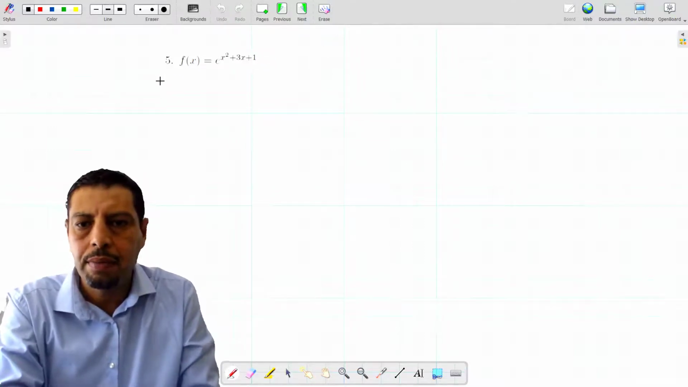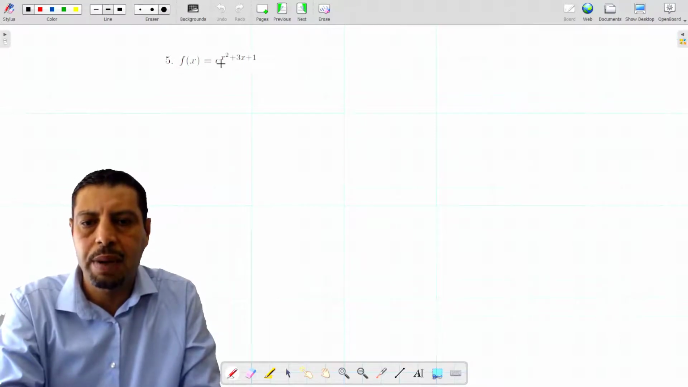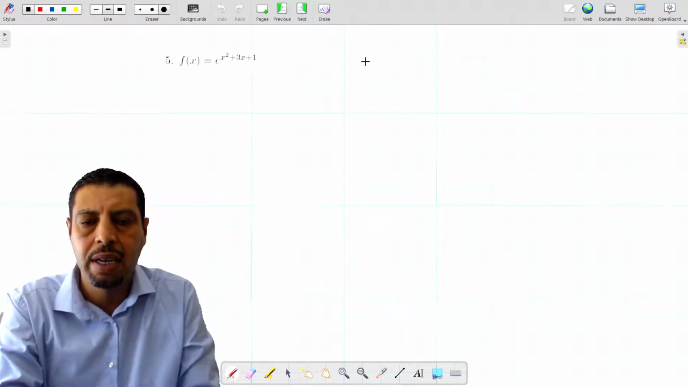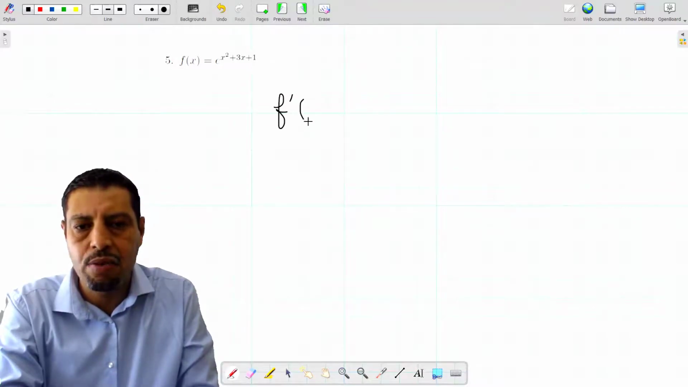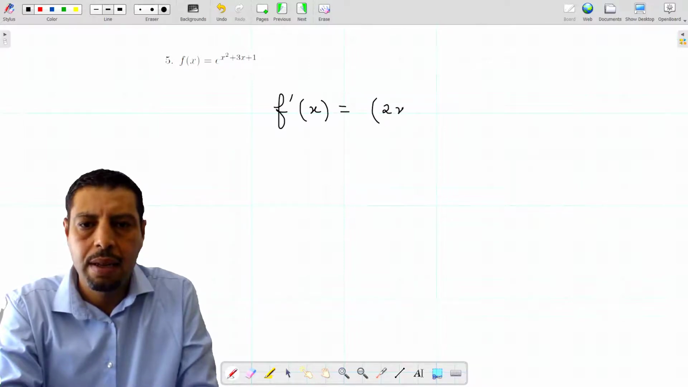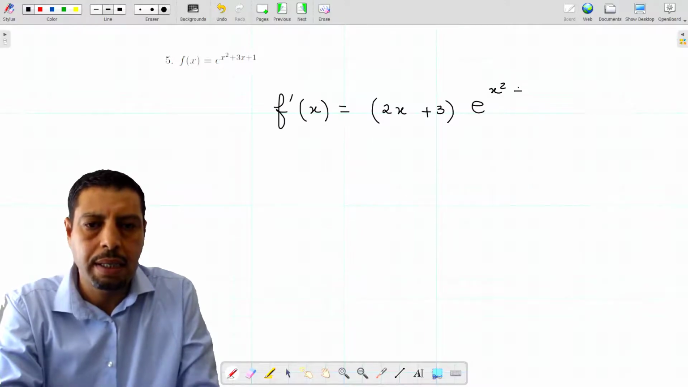Next one, f of x equals exponential of (x squared plus 3x plus 1). Here we're going to use the derivative of exponential u. So f prime of x is u prime exponential u. So it gives (2x plus 3) times exponential of (x squared plus 3x plus 1). So this is u prime exponential u.